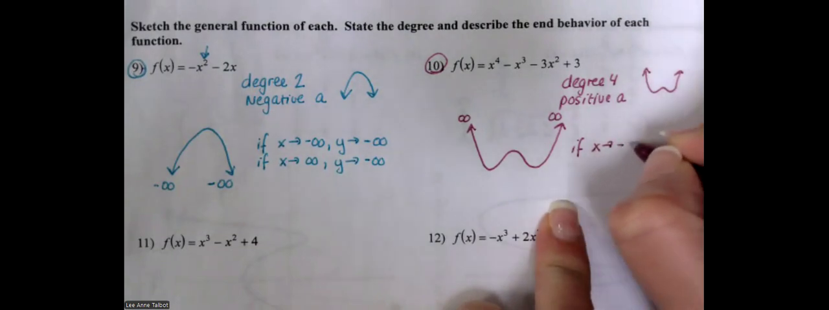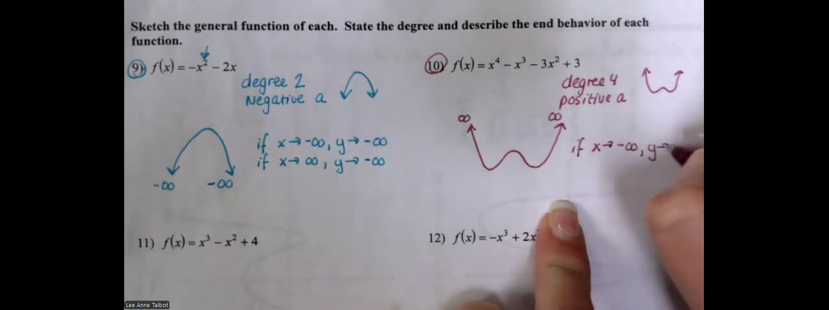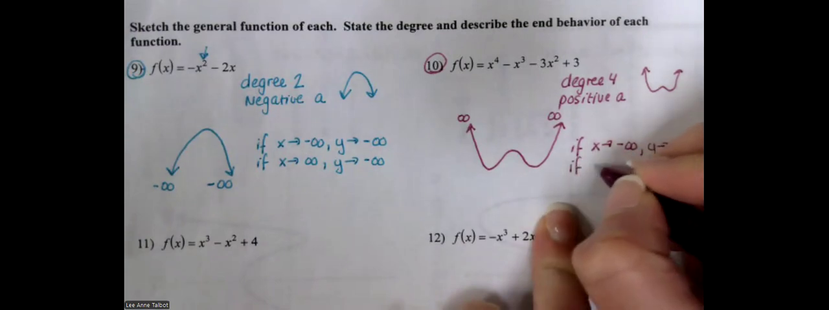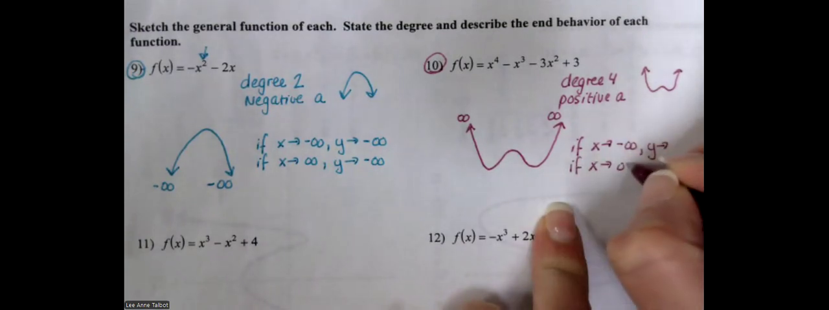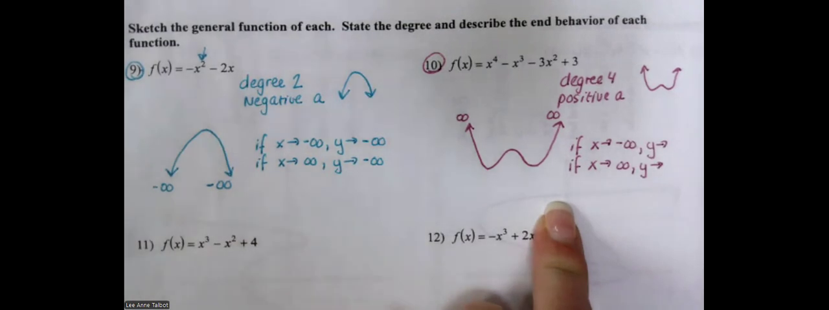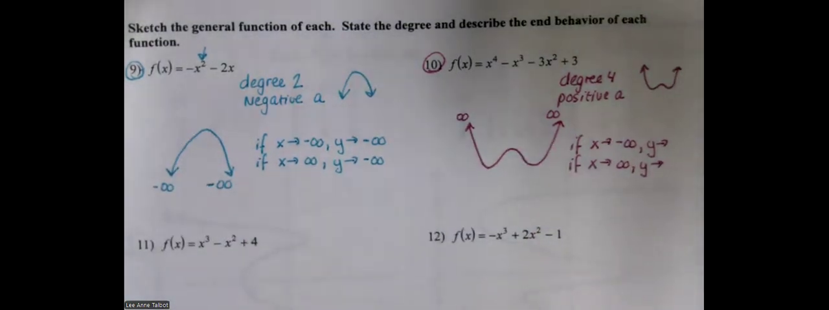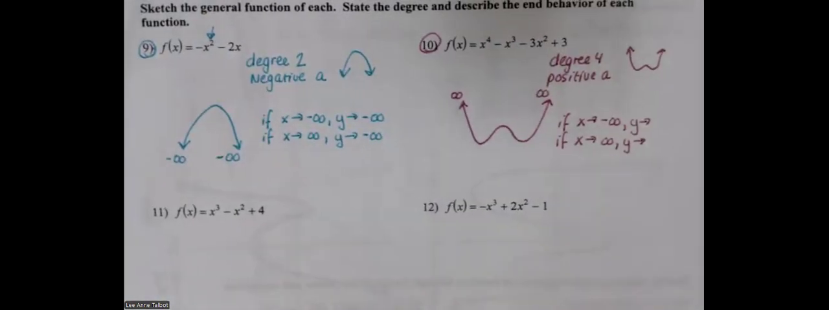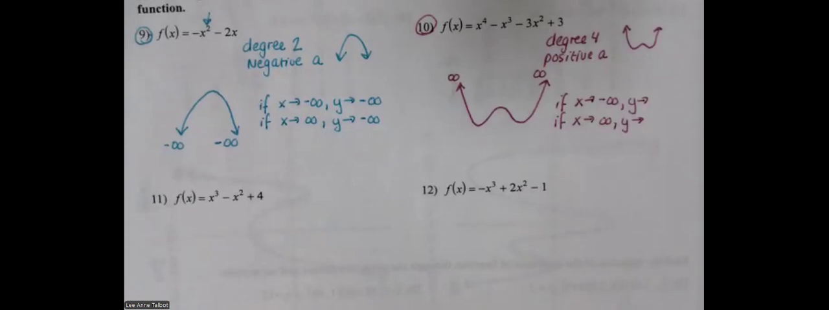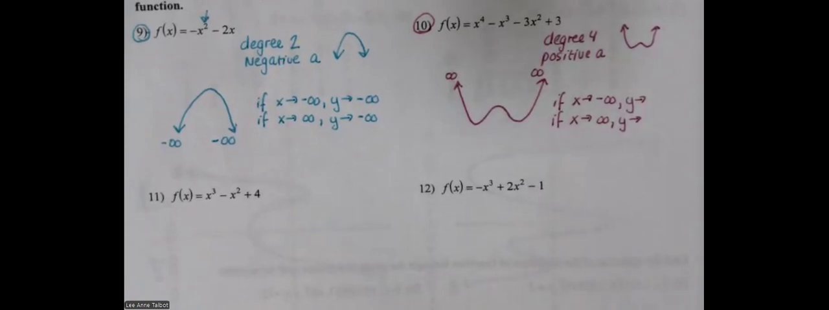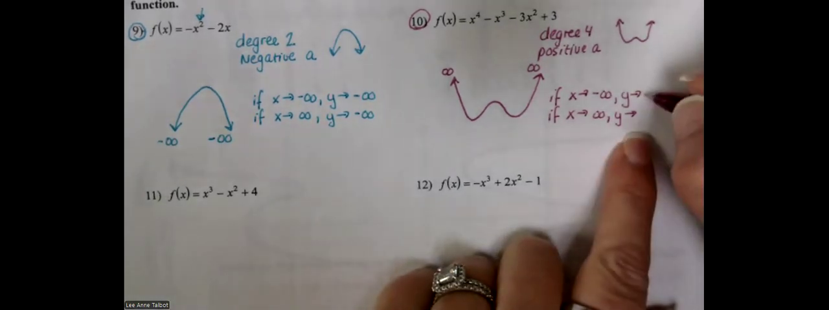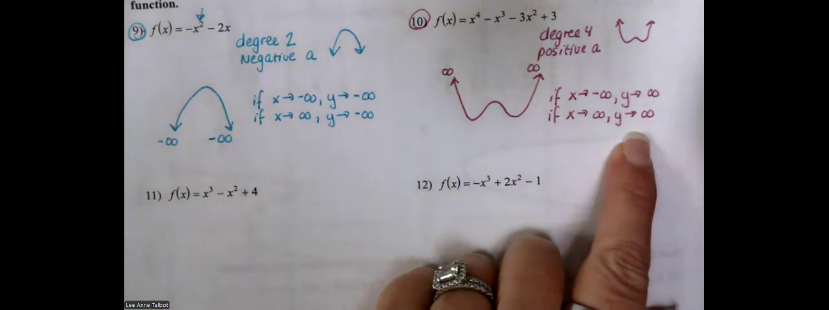If x is going to negative infinity, y is going up. If x is going to infinity, y is going up. Top line is the left arrow, bottom line is the right arrow. Left arrow up, right arrow up.